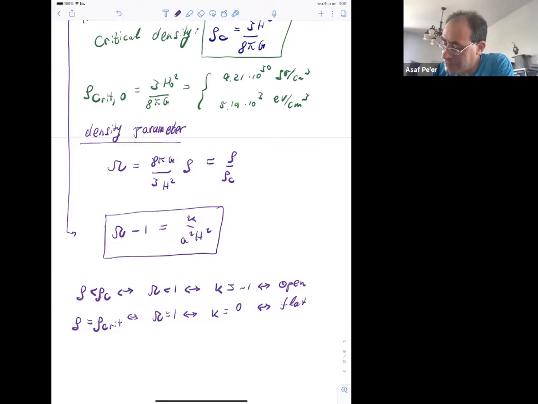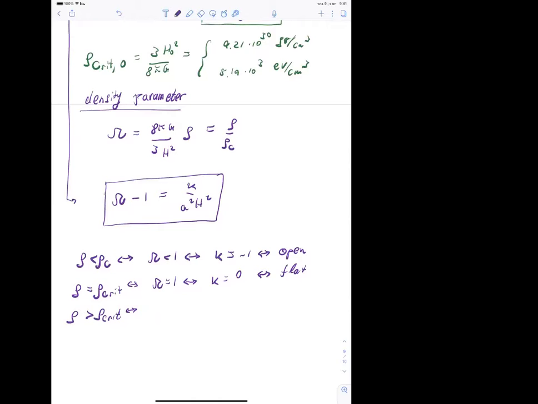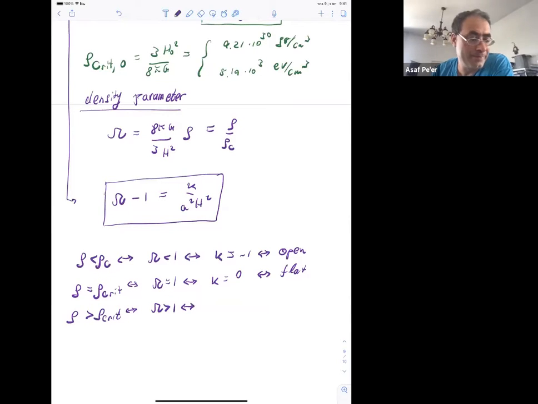And if the energy density is greater than the critical density, what does it mean about omega? It's greater than 1. What does it mean about k?